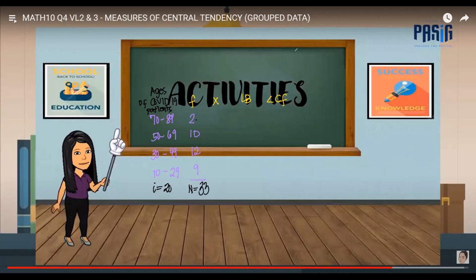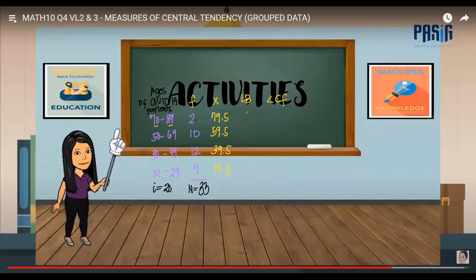How about for x? The class mark. So ang class mark nito, i-add natin si 70 tsaka si 89. So 70 plus 89, that's 159. Divide natin siya sa 2. So we have 79.5. Paano naman dito? Minus 20 lang tayo para mabilis. 59.5. This is 39.5. And we have minus 20, that is 19.5.